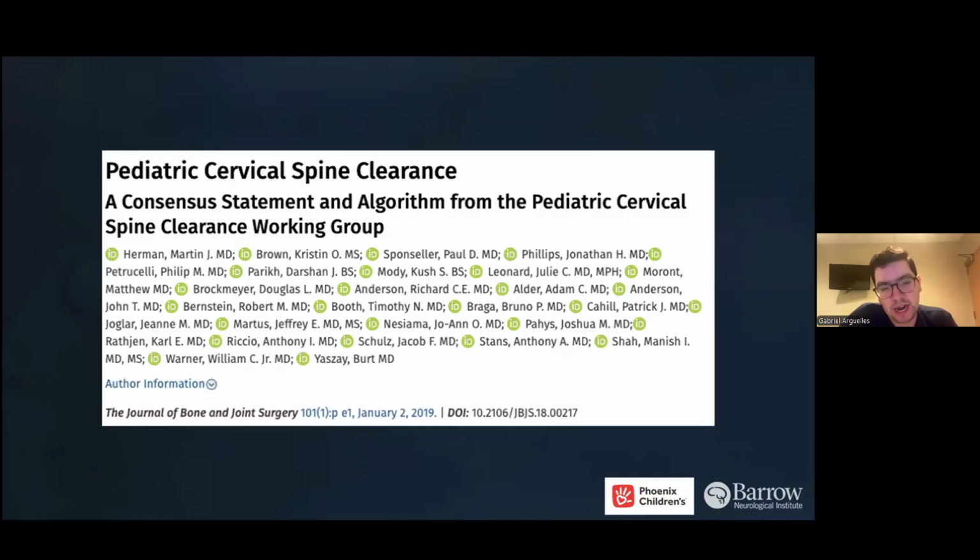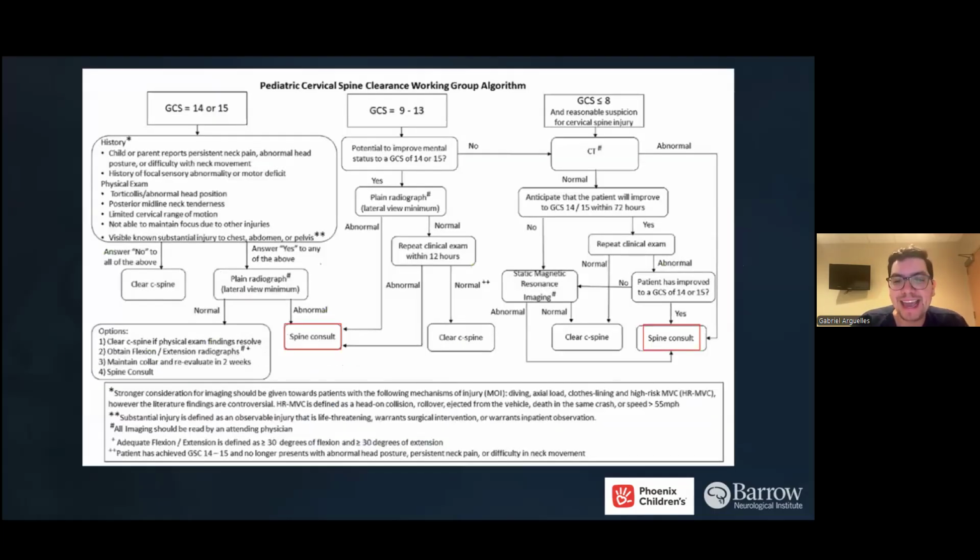So briefly, we'll just go over this important guideline or consensus statement from the Pediatric Cervical Spine Clearance Working Group, where they went over a general algorithm for clearing the cervical spine. As neurosurgeons, we commonly see these patients present to the hospital in trauma with a cervical collar in place that can either be cleared clinically by a neurosurgery service, trauma service, the emergency room doctor, or can sometimes be more complicated than that if the patient's presenting with some important symptoms.